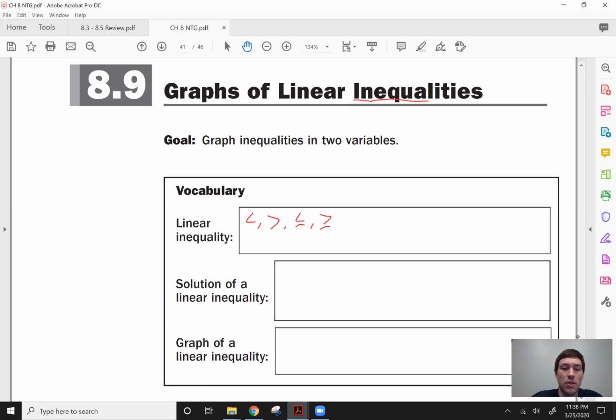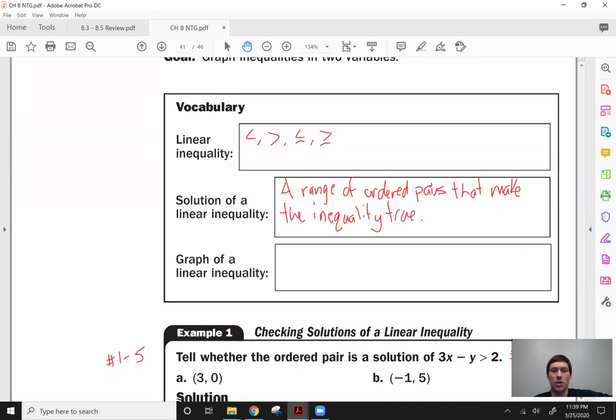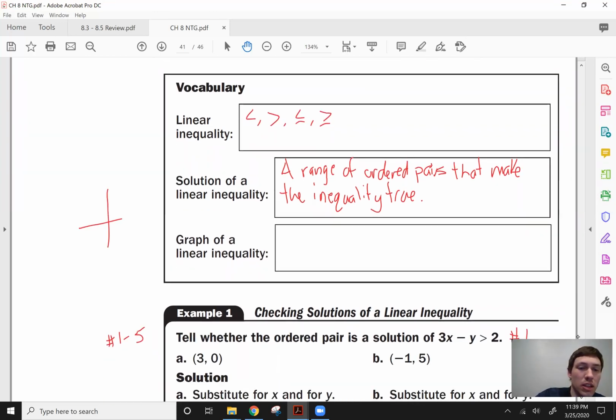So the solution of a linear inequality, instead of being just an ordered pair, is now an entire range of ordered pairs that make the inequality true.